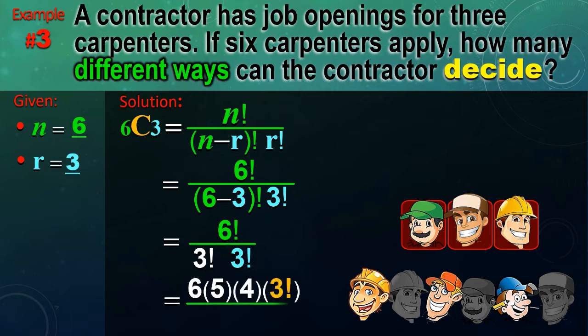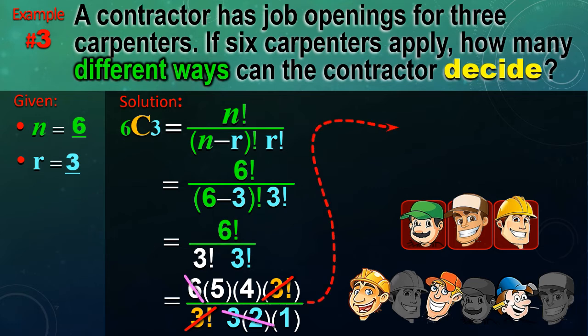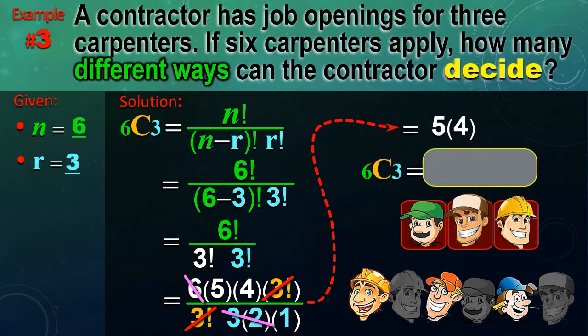Expand 6 factorial up to 3 factorial. Then, we can now divide 3 factorial. Then, expand 3 factorial. So, that is 3 times 2 times 1. Now, we can divide 3 times 2 times 1 with 6. So, 6 divided by 3 times 2 times 1 is equal to 1. Then, the remaining numbers are 5 and 4. So, 5 times 4 will give you 20.